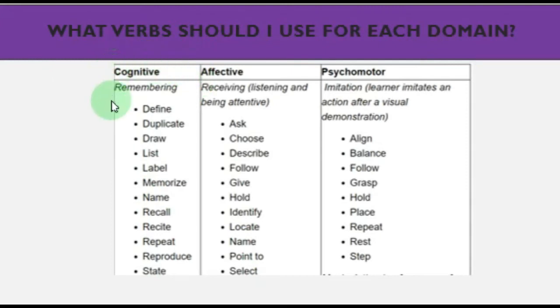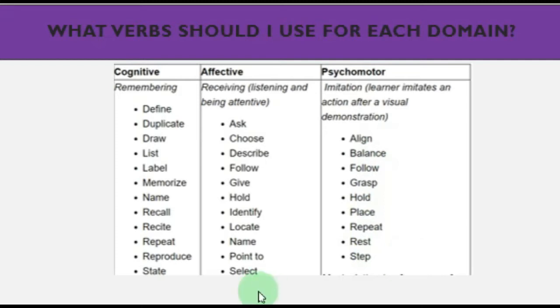verb. Cognitive: define, duplicate. Okay? This came from Google. Para magkaroon tayo ng words to create kung para saan nga ba talaga para ma-identify natin kung saan si cognitive, si affective, at saka si psychomotor. Usually, these are the words. Duplicate, ask, align, balance, psychomotor, follow, grasp, hold, repeat, rest, step.